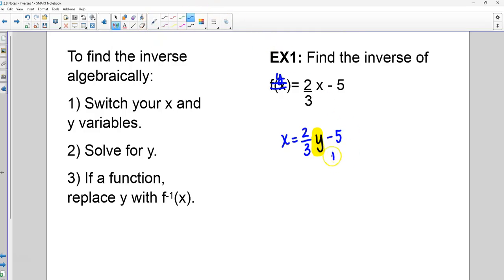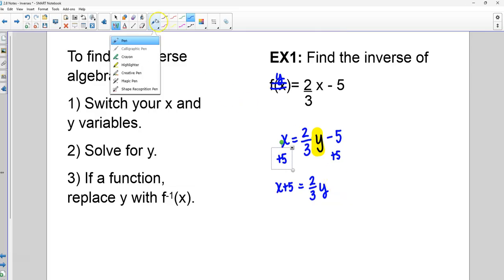So we are going to add 5 to both sides here. So x plus 5 is going to equal 2/3 y. Again, we're trying to solve for that y. How do I get rid of that 2/3? Okay, I like that: multiply by the reciprocal. Some of you might be thinking about dividing, which is good. That works, right? But what do we do when we divide? It's easy as pie. We flip the second and multiply. So if we just go ahead and multiply by 3/2, that's the same as dividing, right?